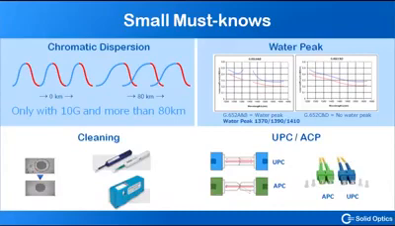The last slide are just some small must-knowns about fibers. With 10 gig and above 80 kilometer you got something called chromatic dispersion. And that's only with 10 gig and above 80 kilometers. So if you got 1 gig, 2 gig, you don't have to take this into account. And that's the fact when the waves are overlapping each other. We got a different presentation that I will explain you how you can compensate the chromatic dispersion.